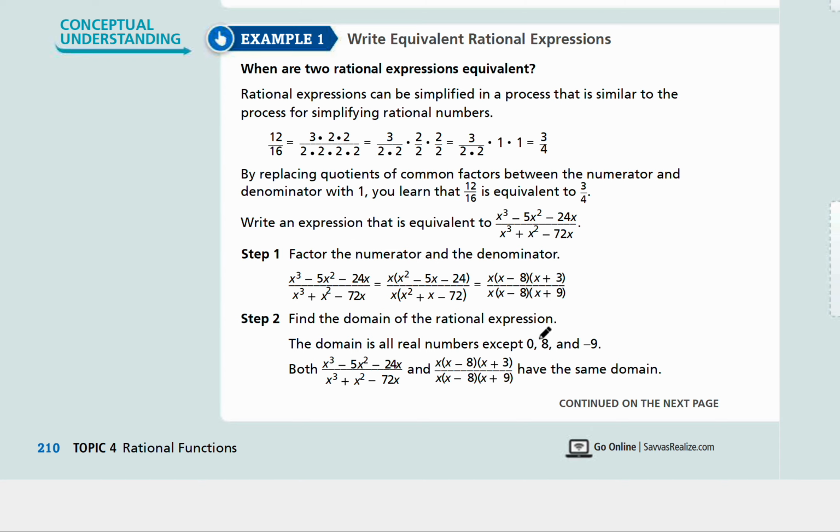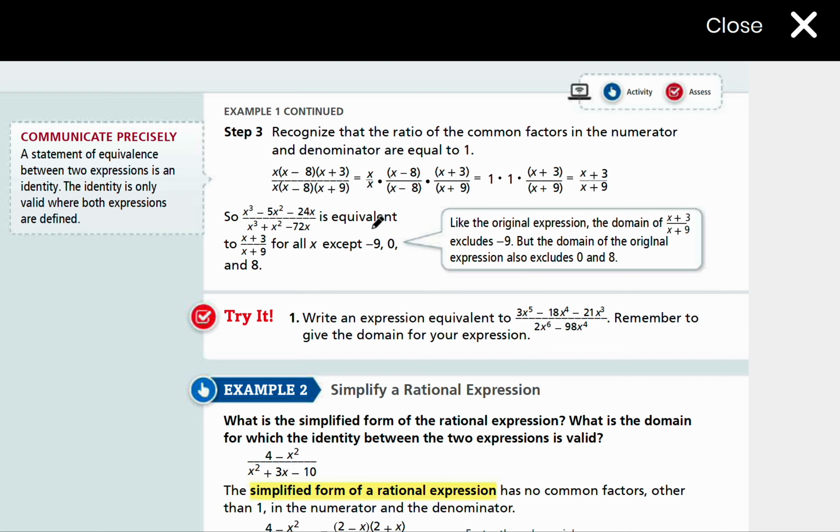So just make sure that you have the same domain. And if not, they're not equivalent. So you have to look at it again. Maybe you made a mistake. And then you can check if the ratios are the same. So x over x is 1, right? So check if you can compare the ratios to be the same.